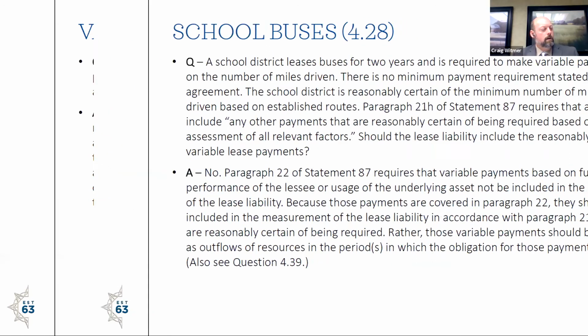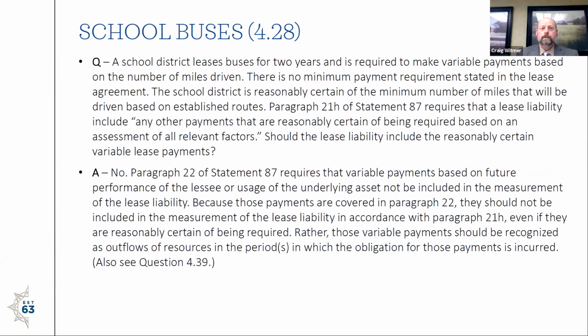Next example here talks about school buses. Let's say you have a lease for school buses, and a separate component of that lease is a variable payment that's based on the number of miles driven. So do you need to include that? You may know it up front. Obviously, you have your bus routes. You may know exactly what that charge is going to be, or something very close.